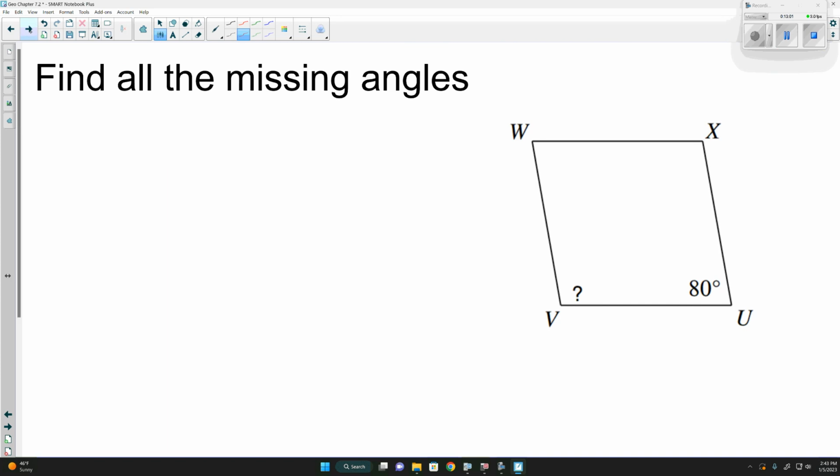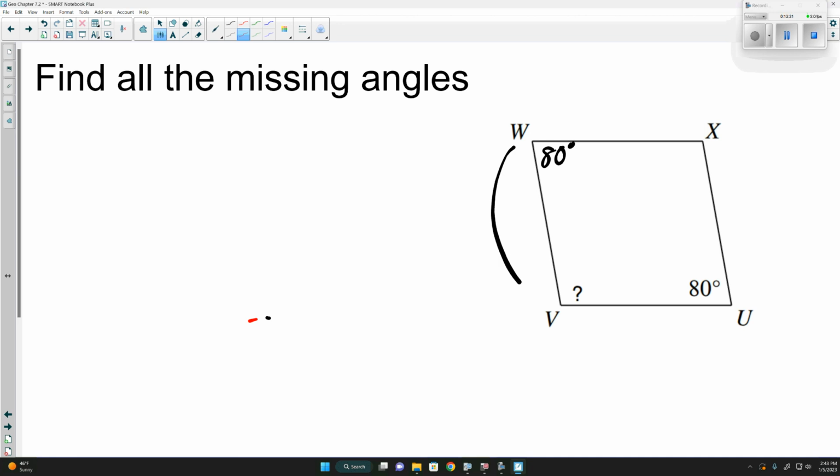So, looking at these next few, we're going to find all four angles. Now, all of these here are going to be parallelograms. We're going to state that at the offset. So if angle U is 80, which other angle do we know for sure? W, what is angle W? 80 degrees, okay. Now we need to find angle V and angle X.